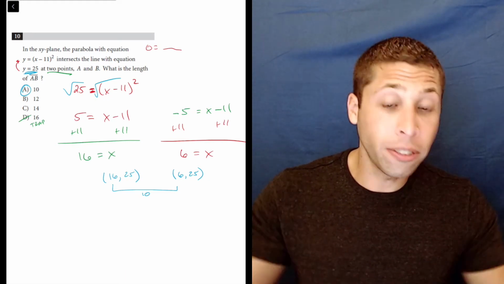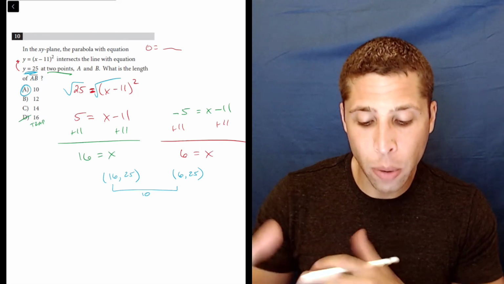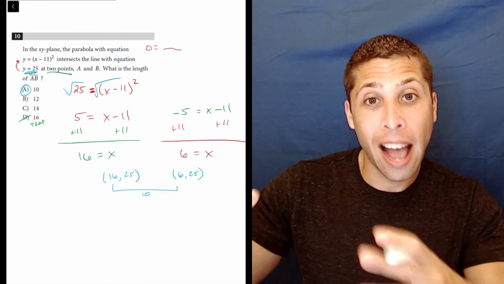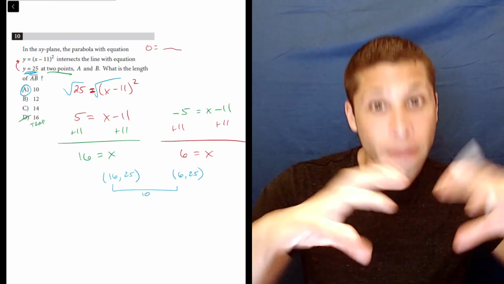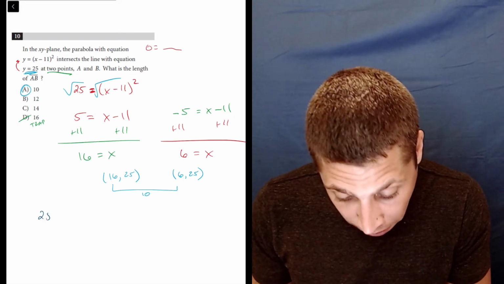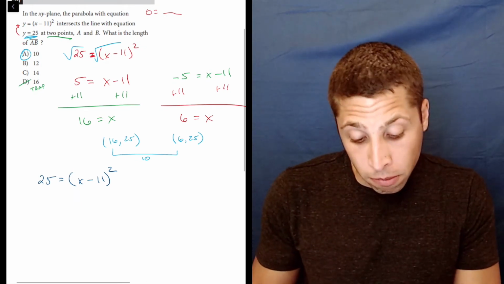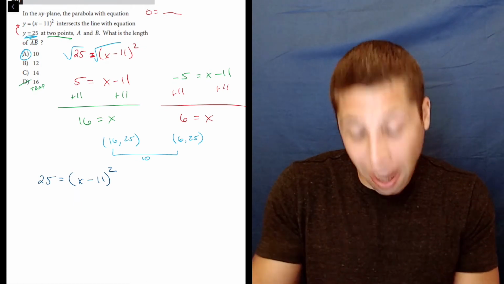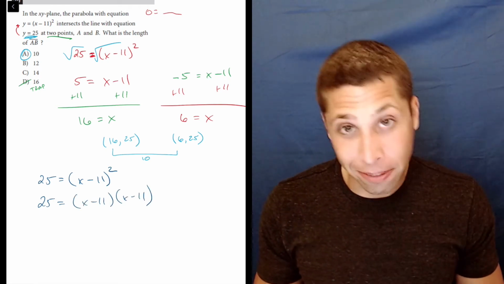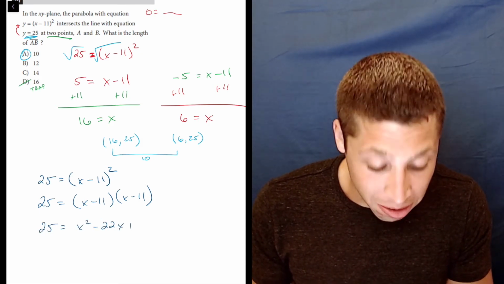My general advice for pretty much every other situation is don't do those square roots. Just remember that when you have a quadratic, you really want to get it into a place where you can have 0 equals the equation and then factor that equation. Now if we did that, let's go back to here. We'd have 25 is equal to x minus 11 squared, and we can't just distribute the 2, we have to FOIL. So this really is x minus 11 times x minus 11, and foiling that out gets us x squared minus 22x plus 121.